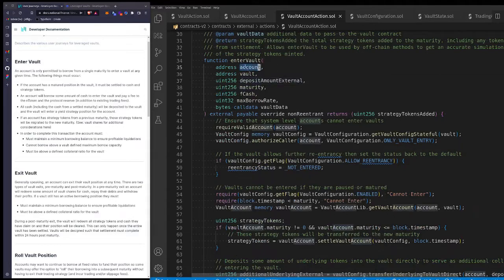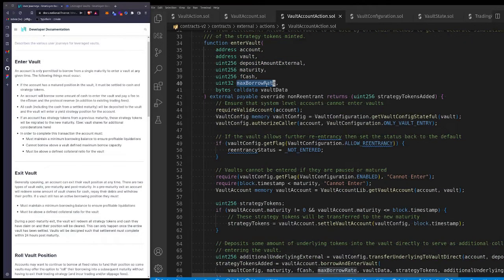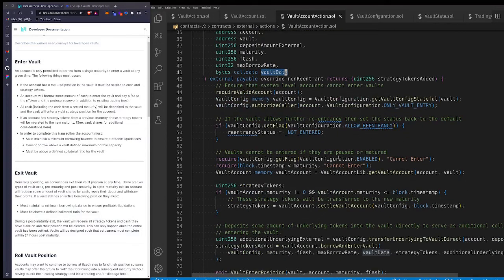with their address, the vault they want to enter, how much collateral they want to deposit, and this deposit must be in the primary borrowed currency, which maturity they want to borrow from, and how much they want to borrow, a slippage limit for their borrowing, and some arbitrary data to be passed to the vault to define how that account wants to enter the vault. These parameters will largely be things like slippage limits, other types of metadata that the vault might require.